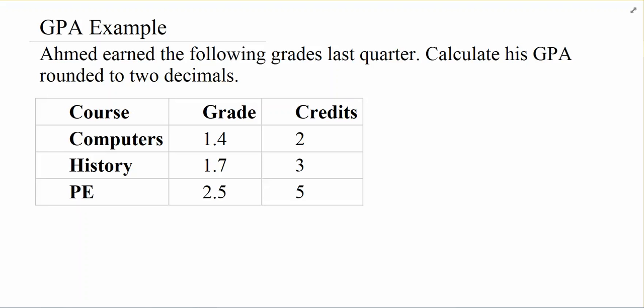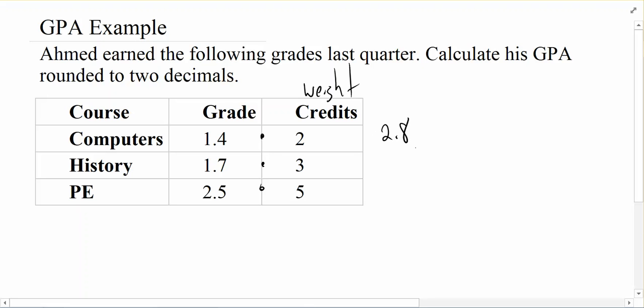Now, a really good application of a weighted average is your GPA, your grade point average. When we look at the grades that you earn in a class, it's weighted based on the number of credits that you take. So in this example, we have Ahmed here, whose grades are given, and we're going to calculate his GPA. We could do this by hand by multiplying together the weight, in this case the credits, and the grade, where we're going to get 2.8 here, 5.1 here, and then 5 times 2.5 is 12.5.